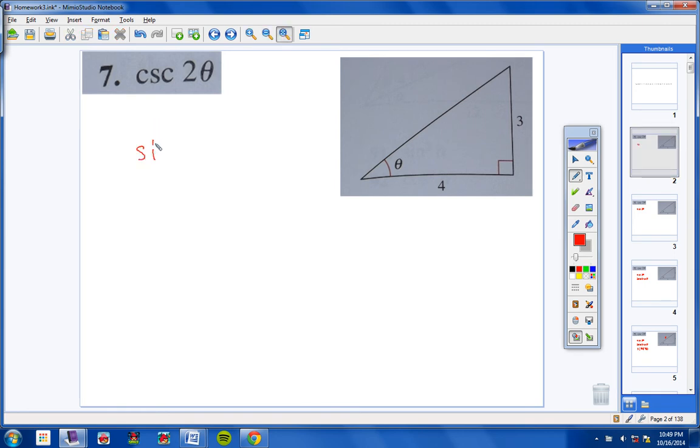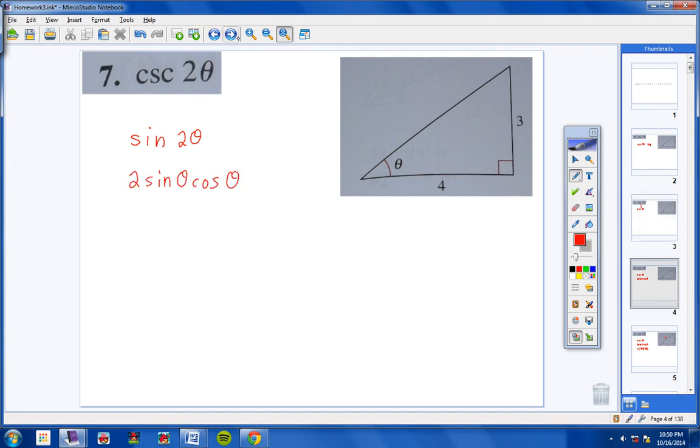So really, I can do a bunch of work and find the sine of 2 theta, okay? And then when I get that answer at the end, I can just flip it, okay? And that will be the same thing as finding the cosecant of 2 theta, okay? So with that in mind, let's go ahead and get started, okay? I'm going to go ahead and find the sine of 2 theta instead of the cosecant of 2 theta, okay?